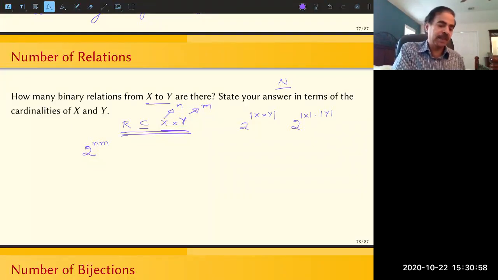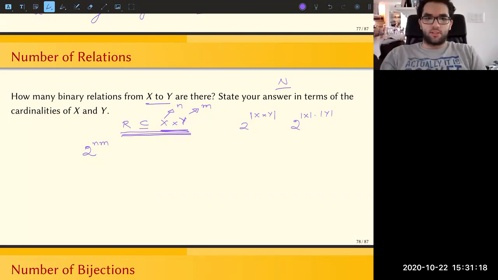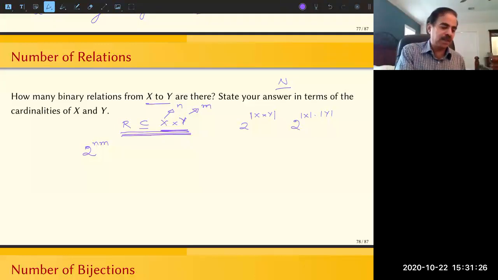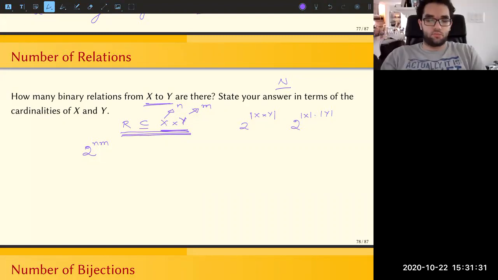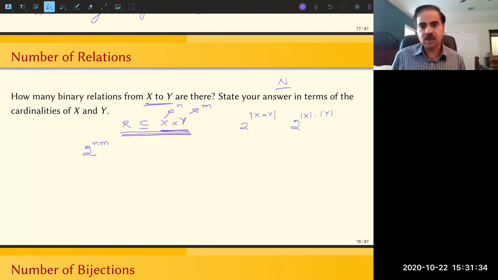Okay, so let's go through step by step. We know that each relation is a subset of X cross Y. Therefore, every subset of X cross Y represents a unique relation. Question, Professor? Is 2 to the nm all binary relations or all relations in general? It's a binary relation because we are counting relations from X to Y. There are only 2 sets involved, so that's why it's called a binary relation. Got it.